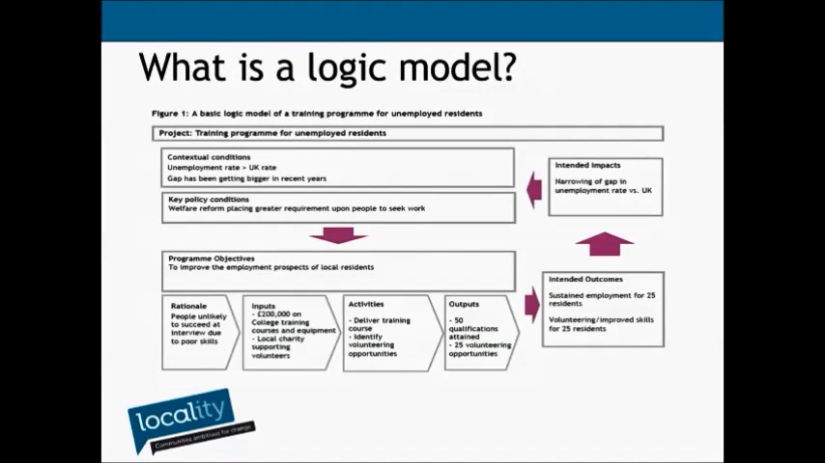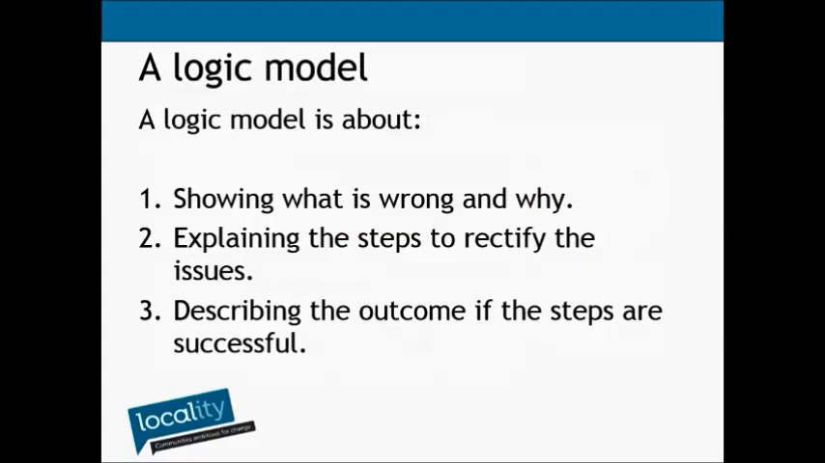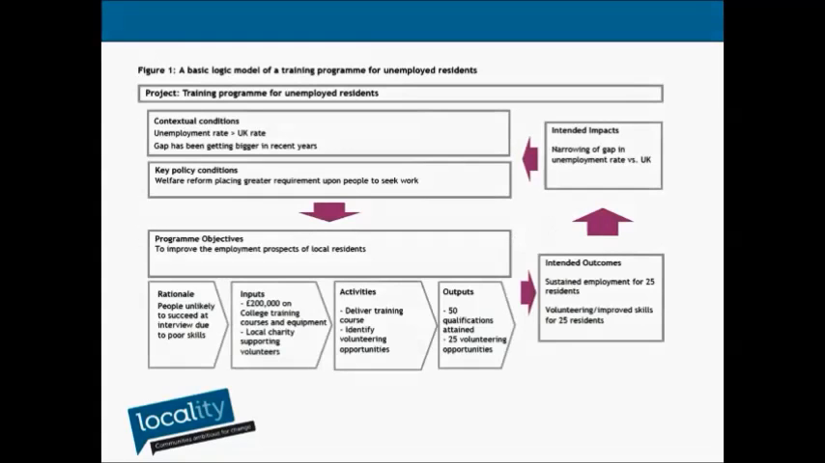The theory of change that has been used on the OurPlace program is a logic model. The logic model is cyclical, and it helps you explain your project at each stage, and it helps you plot each cycle of change and each stage of development. The logic model is about showing what's wrong locally and why, explaining the steps you plan to take to rectify these issues, and describing the outcomes if the steps are successful. Using this template, I'll now go on to explain in detail how to complete each part of your logic model and describe the information you need to populate each section of the template.